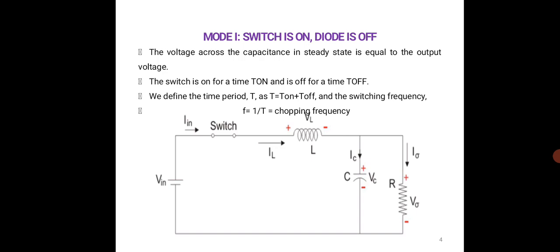Here it operates in two modes of operation. The first is mode 1, where the switch is on and the diode is off. The voltage across the capacitance in steady state is equal to the output voltage. The switch is on for a time t on and off for a time t off. We can define the time period T to be t on plus t off, and the switching frequency f is equal to 1 by T, which is also the chopping frequency.